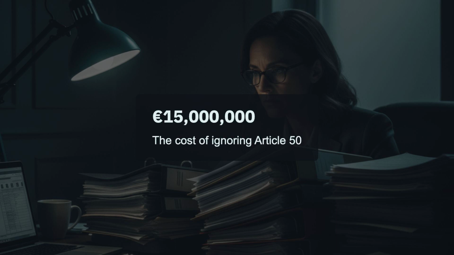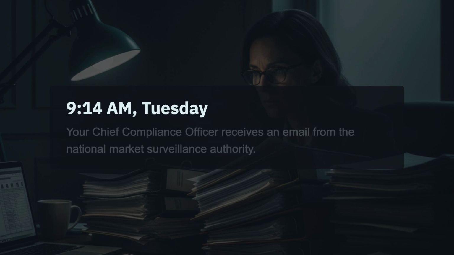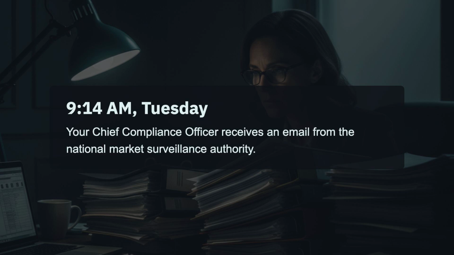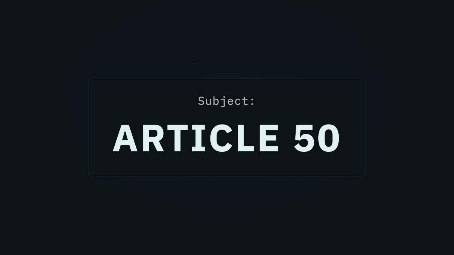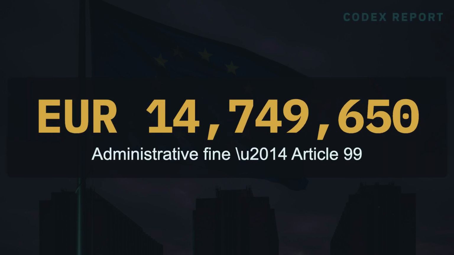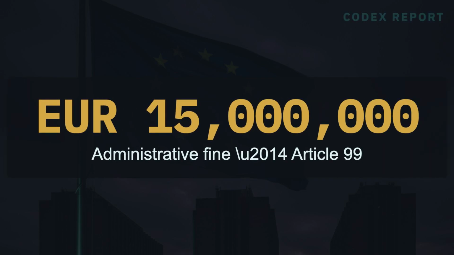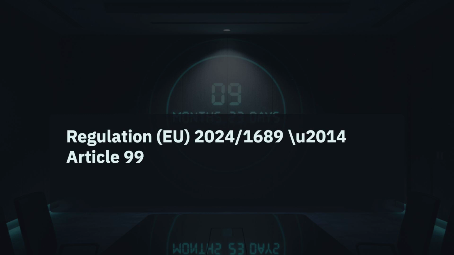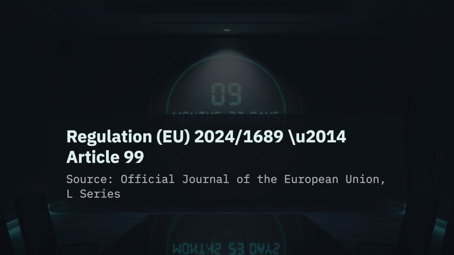Picture this. Your chief compliance officer receives an email at 9:14 on a Tuesday morning. The sender is the National Market Surveillance Authority. The subject line contains one word and one number, Article 50. The body of the email informs your organisation that it faces an administrative fine. The figure at the bottom of the page reads, 15 million euros.